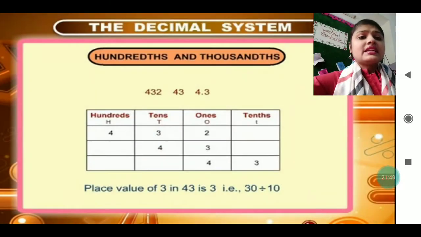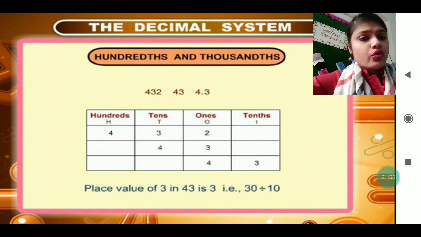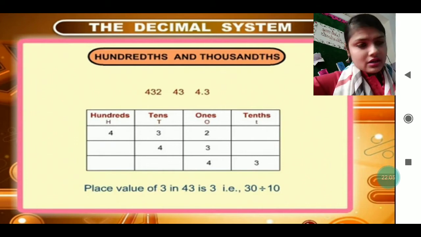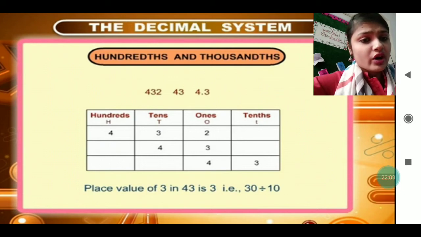See this one. The decimal system, hundredth and thousandth, 432,434.3. What does it mean? You see, first I have arranged all the numbers. The numbers which are given upside, I have arranged according to their place value. The place value of 3 in 43 is 3.